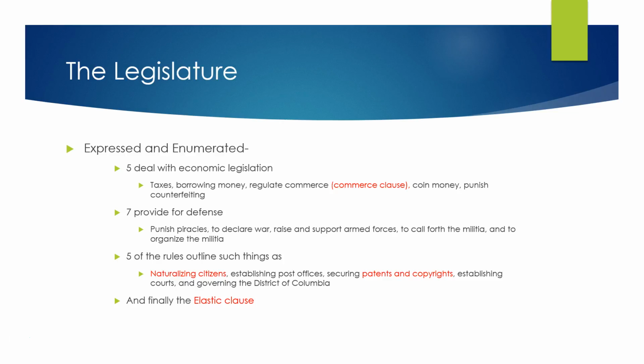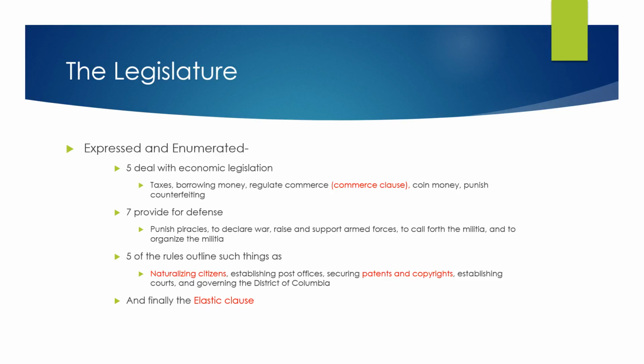They have the ability to borrow money. They have the ability to regulate commerce. This is known as the Commerce Clause. This is both commerce that exists with other countries as well as interstate commerce. They have the power to coin money, and they have the power to punish counterfeiting. So as you see, some of the things that we have here are very much in contrast to the types of rights that the government existed under the Articles of Confederation.